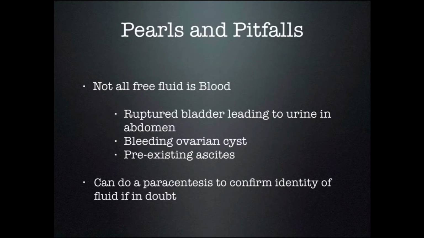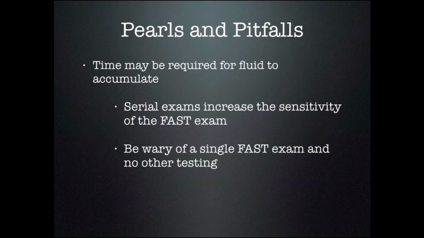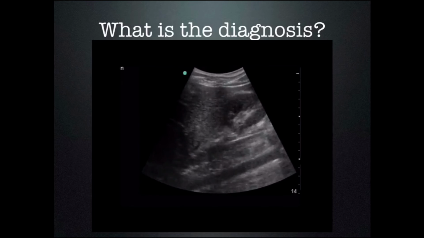If you have any doubt as to the character of the fluid, you can do a paracentesis to confirm the identity of the fluid. Remember, it takes time for fluid to accumulate in the abdomen, so serial exams will increase the sensitivity of the FAST exam. Be wary of a single FAST exam and no other testing. So I suggest always doing serial FAST exams before you let the patient go, or a FAST exam followed by a CT scan. So what's the diagnosis?